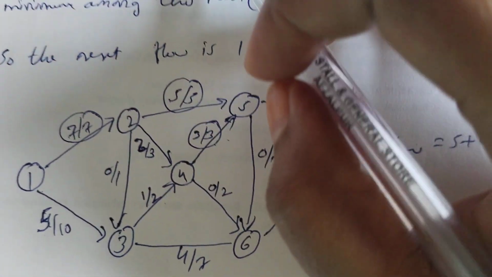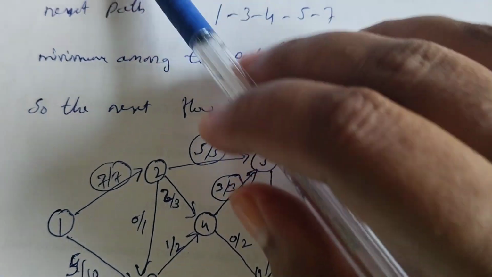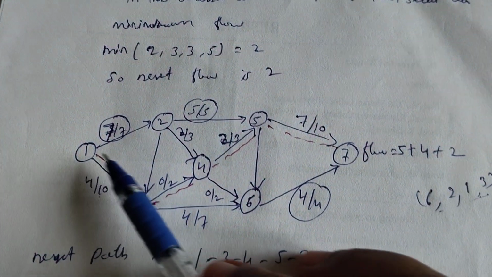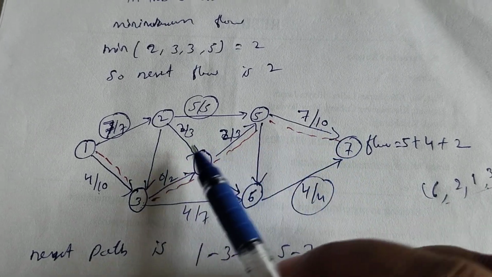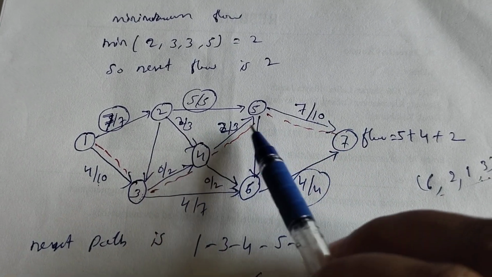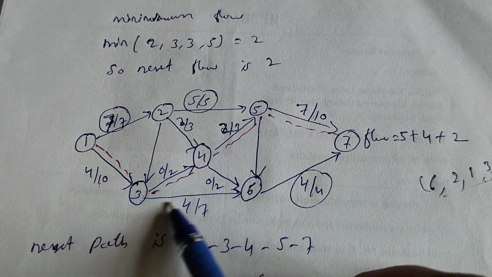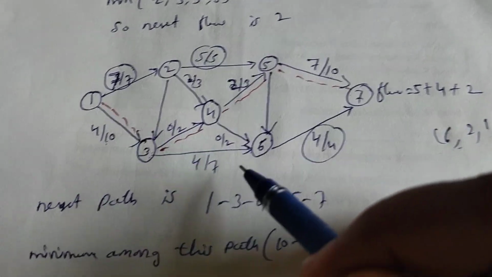After adding, the network becomes like this. It is 7 by 7, 5 by 5, 7 by 10, and here it becomes 2 by 3, 2 by 3, and the remaining values as they are. Now you select another path.